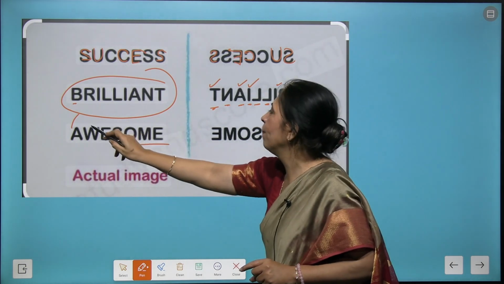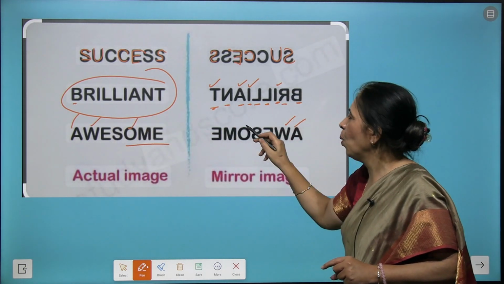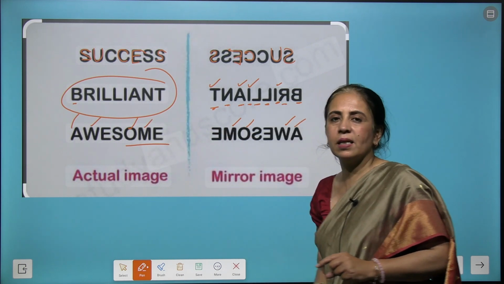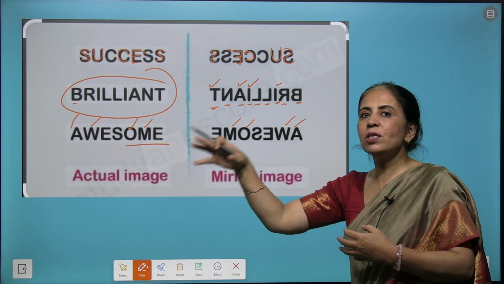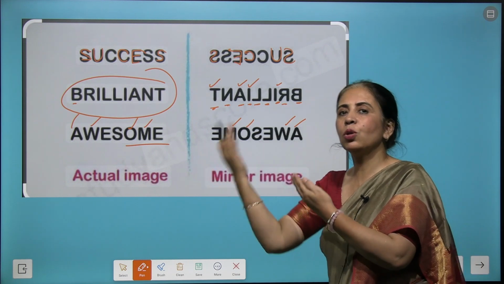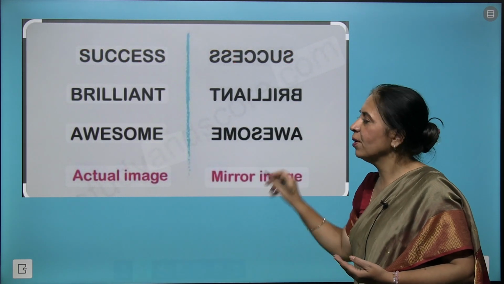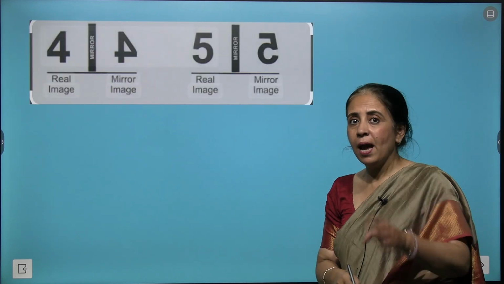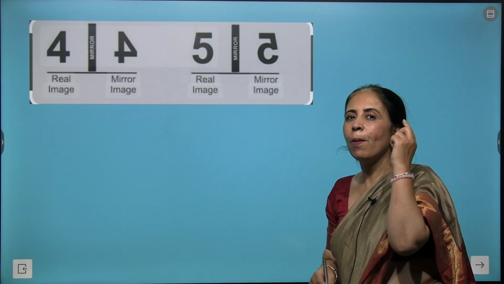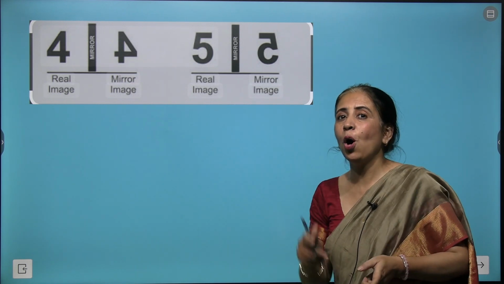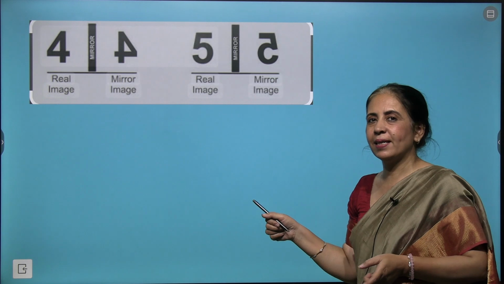Then we have W, it also remains the same, and again O and M take the same reflection when we draw their mirror image. So once you understand how the mirror images are formed, you are very comfortable in reading them. And remember, when you start doing mirror image questions, your brain tickles and your memory improves. So it's a very good mental exercise.